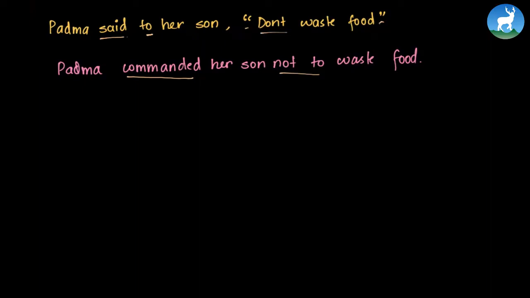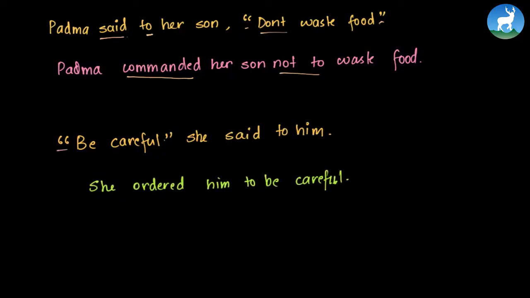Let's see another example. "Be careful," she said to him. We first remove the inverted commas, and said is converted to ordered. So the sentence becomes, she ordered him to be careful. There are some rules while we convert an interrogative sentence, questions, from direct to indirect speech. So let's quickly go through them.